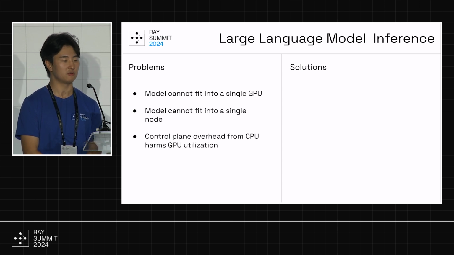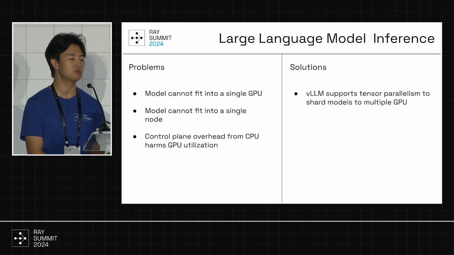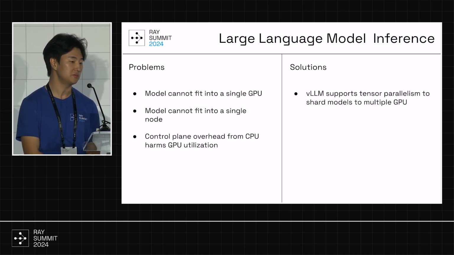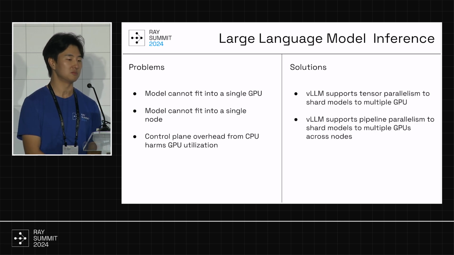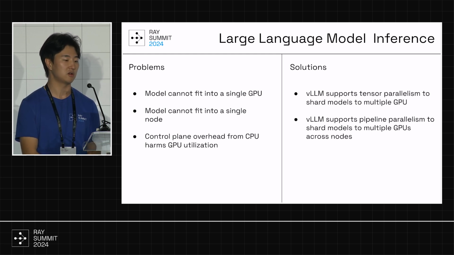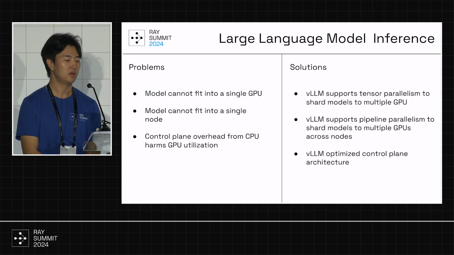Another issue we found from vLLM is that because inference has more components, the control plane, like the scheduler or other components, their overhead coming from the CPU actually harms the GPU utilization. So to solve it, vLLM supports tensor parallelism to shard models to multiple GPUs in a single node. It also comes with pipeline parallelism, which shards models to multiple GPUs across nodes with a small communication overhead compared to tensor parallelism. And also, vLLM has an optimized control plane architecture.